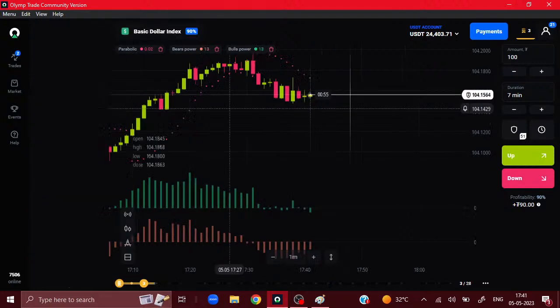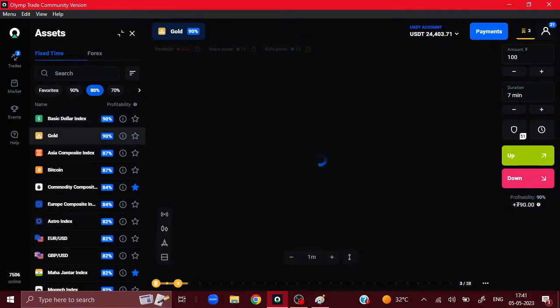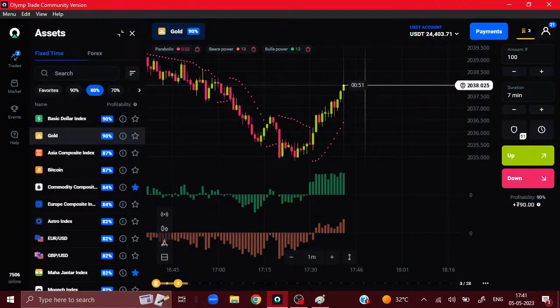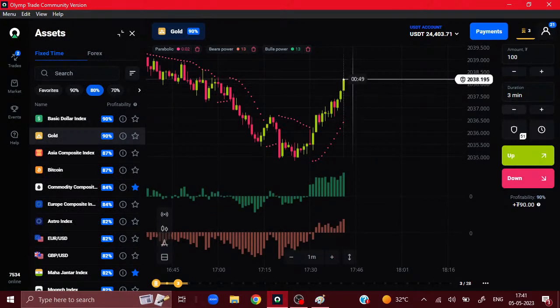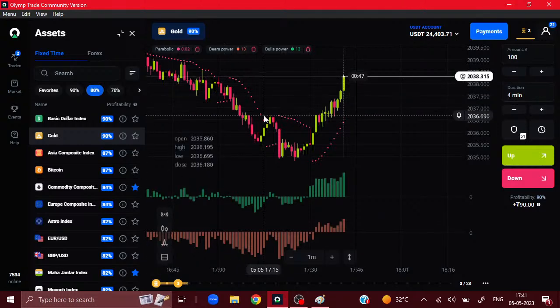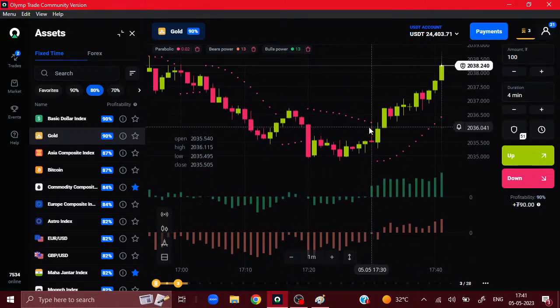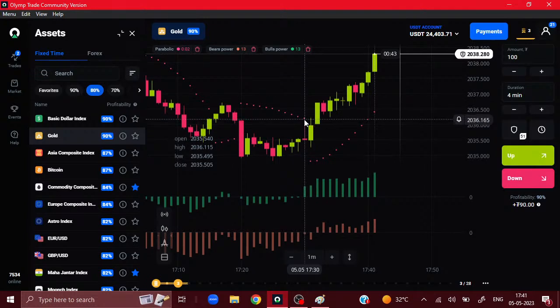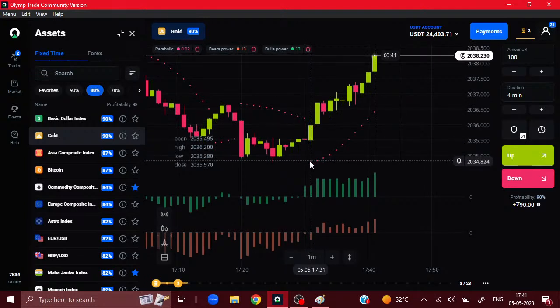Right now, let us try to find a trading entry in fixed time trading mode in the confrontation strategy. So I will keep the time frame 4 minutes. This was also a very good opportunity in gold. We can see that the parabolic shifted below the candle, and on the very next candle, both the bull's power and bear's power oscillator were indicating in the upward direction.